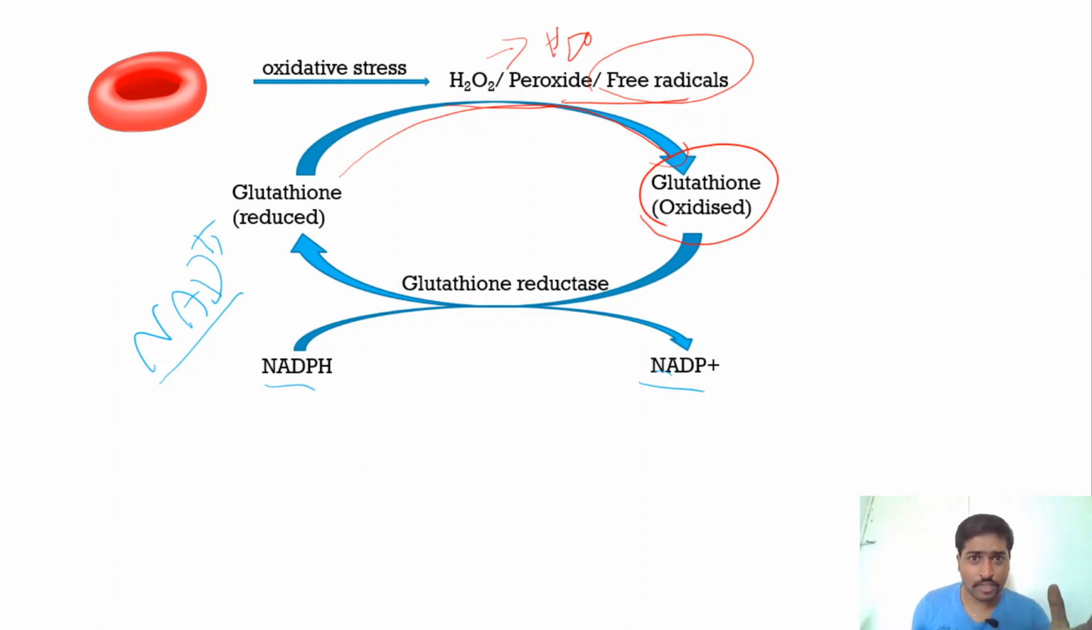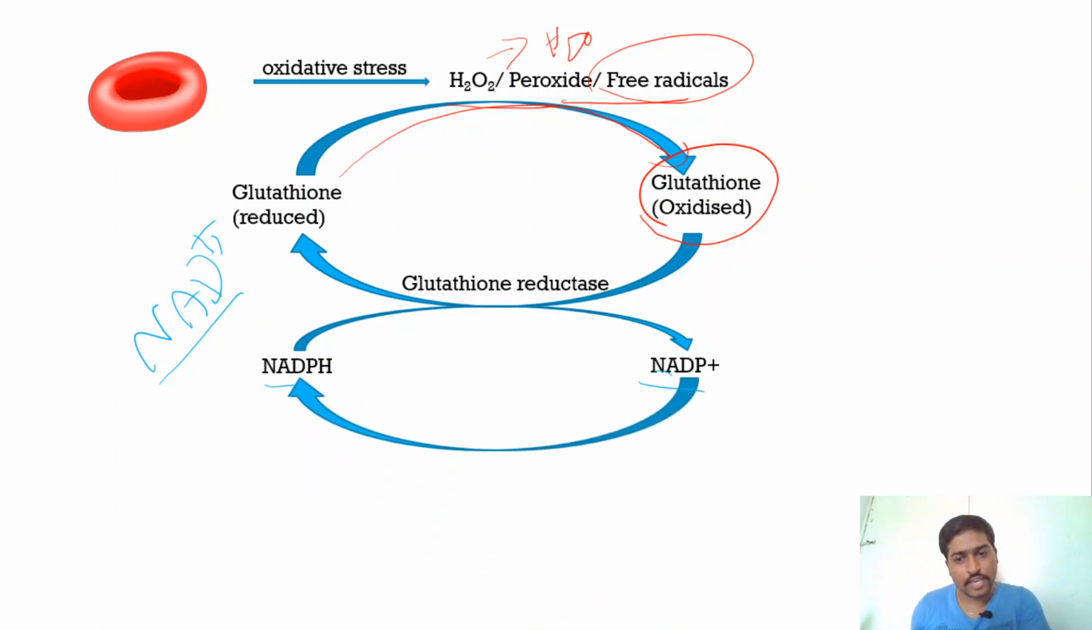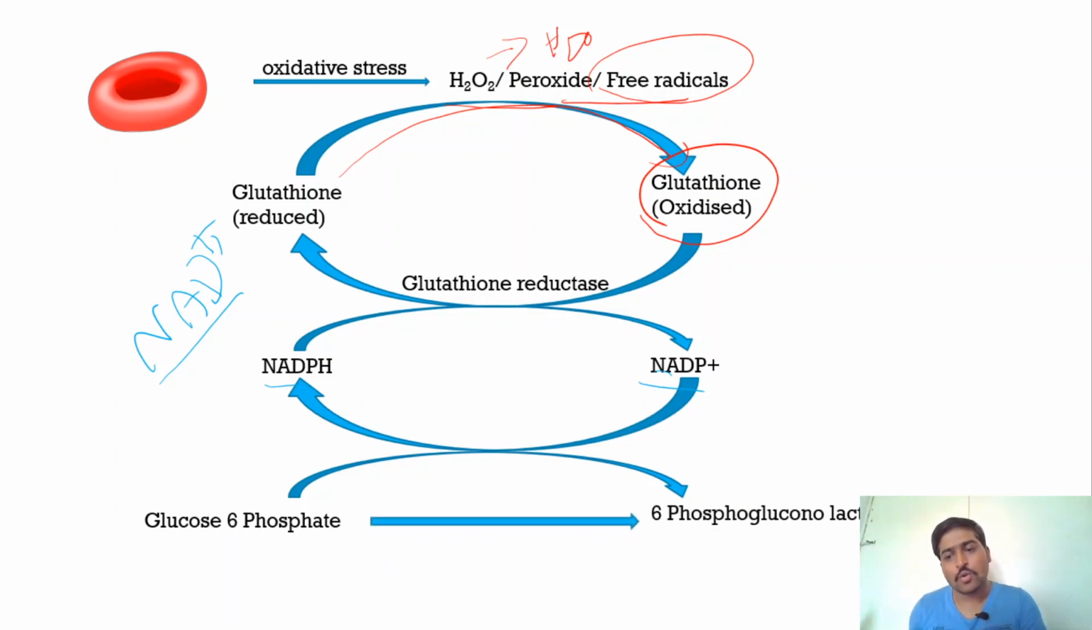The first step is glucose 6-phosphate to 6-phosphogluconolactone, and also gluconate to ribulose, which produce NADPH, right? In the same way, the NADP plus, which is in less concentration, will be converted into NADPH with the help of the reaction converting glucose 6-phosphate to 6-phosphogluconolactone with the help of the enzyme called G6PD, right?